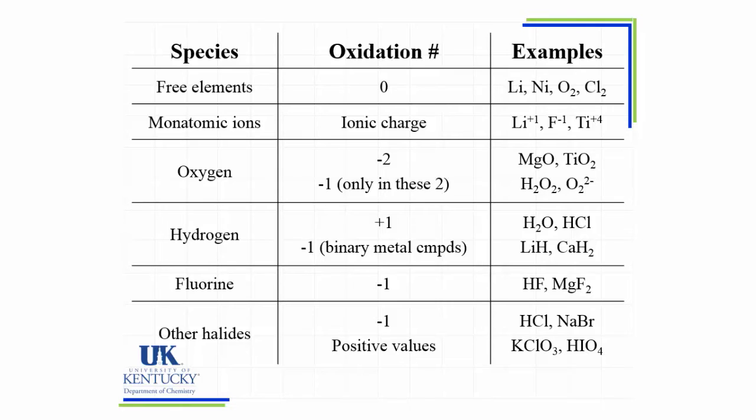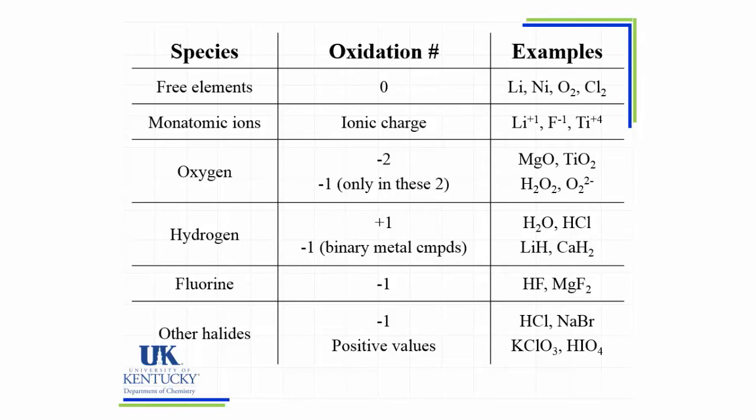So for lithium +1, we have an oxidation number of +1. For fluoride, we have an oxidation number of -1. For titanium 4+, our oxidation number is +4. So those are also fairly easy to identify. The thing we have to remember there is, are we shown a charge on the substance? So for lithium, if it doesn't show a charge, we know that that is a neutral atom and will have an oxidation number of 0.